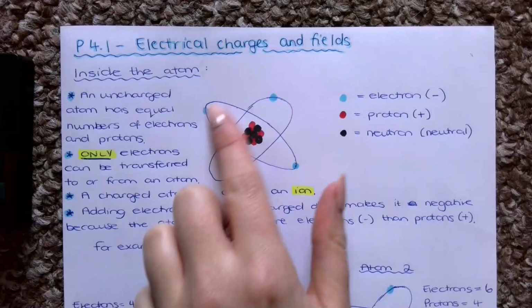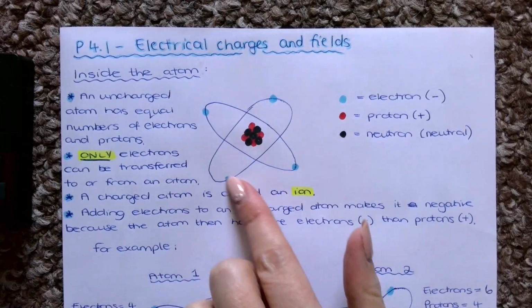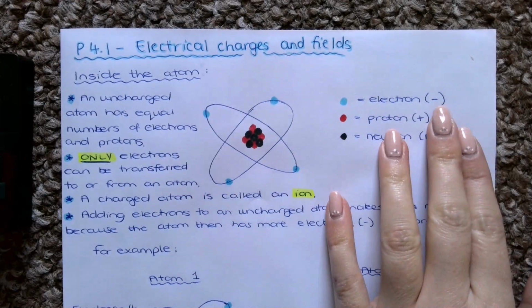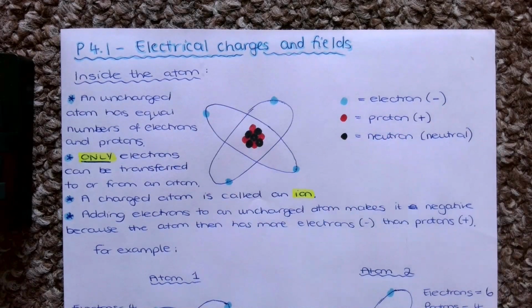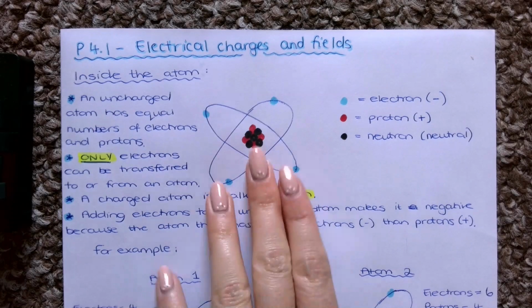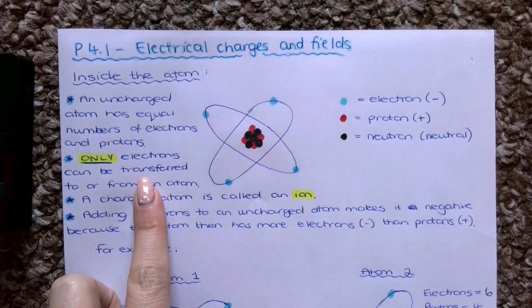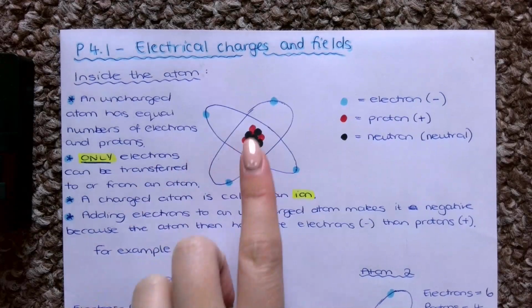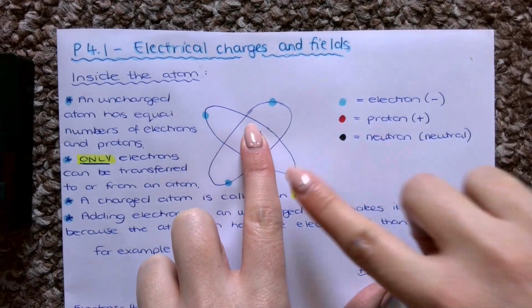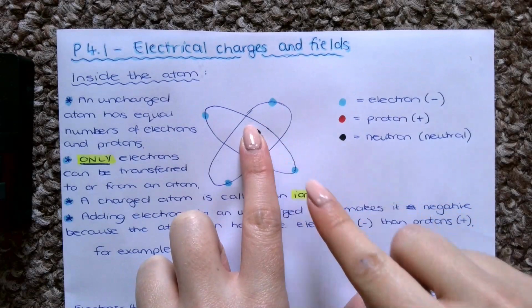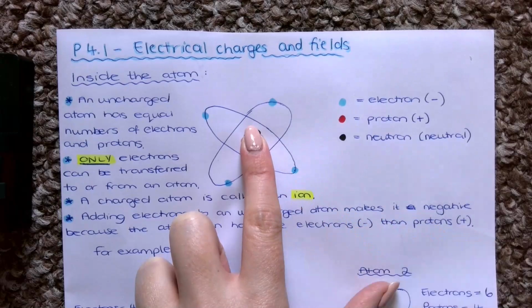Around the outside of the nucleus of an atom we have electrons that are rotating around, and these have a negative charge. An uncharged atom has equal numbers of electrons and protons, like we've got here. Only electrons can be transferred between different atoms. So the protons and neutrons stay where they are, but it's just the electrons that can move about. They can go away or they can come back again. Everything else stays the same, it's just electrons that can move.